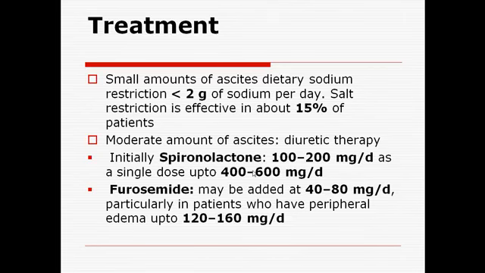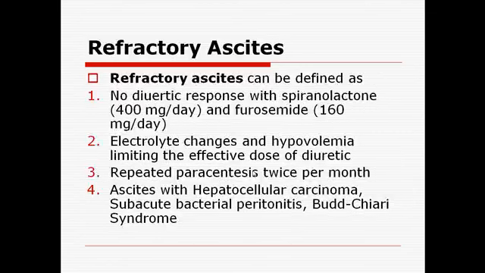Treatment. Small amount of ascites: dietary sodium restriction. Moderate amount of ascites: diuretic therapy, initially spironolactone and furosemide may be given. Refractory ascites can be defined as non-response to spironolactone 400 mg per day and furosemide 160 mg per day. If you apply these doses but there is no response, it is refractory ascites. So a question may be asked to you, what is refractory ascites? You should answer this.